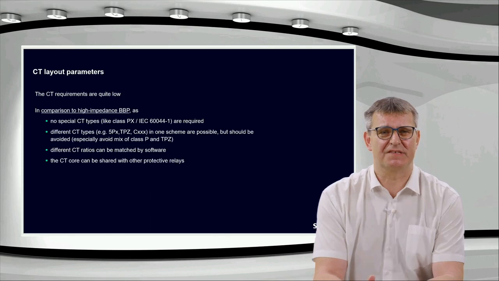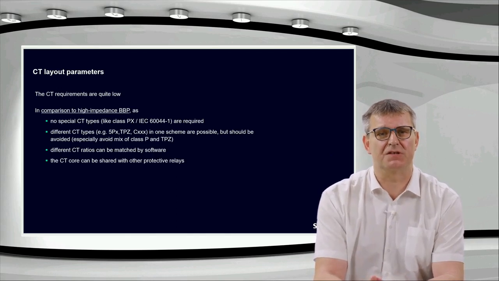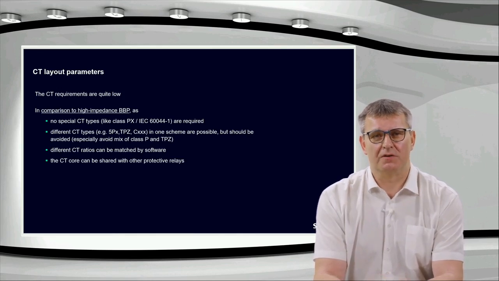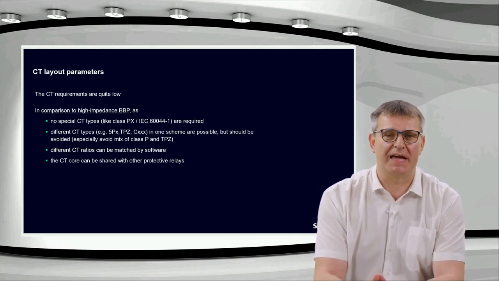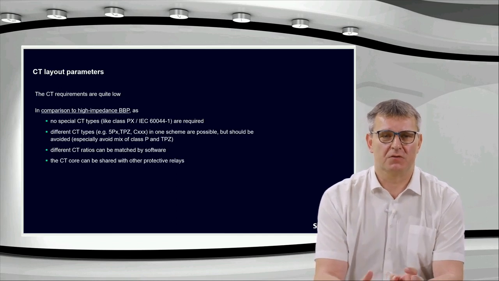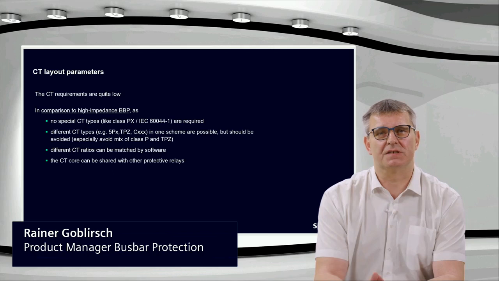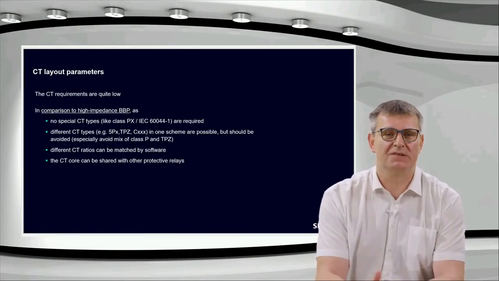In general, we can state that the CT requirements for the 7SS85 are the same as for the old 7SS52 systems, and the CT requirements are very low. In the first step, they are quite low in comparison to the high impedance busbar protection. So for the 7SS85, we need no dedicated, no special CT types, whereas for the high impedance busbar protection, really only the class PX according to IEC 60044-1 is required.